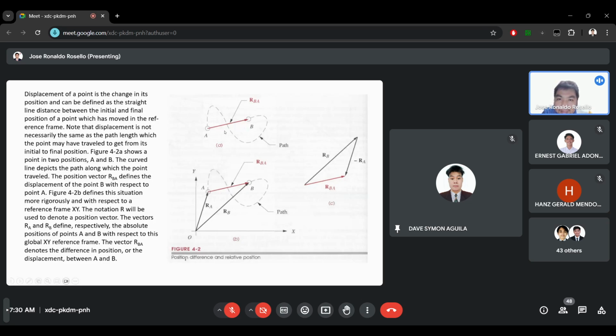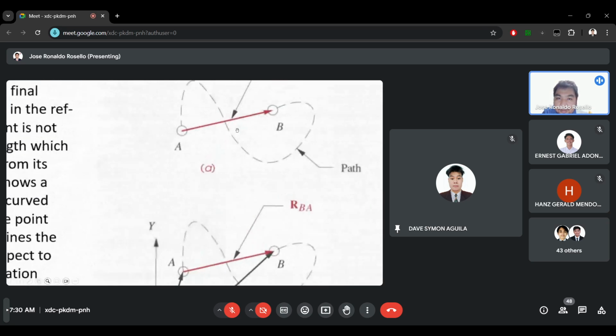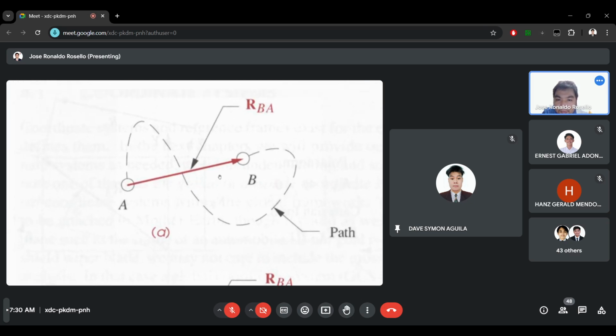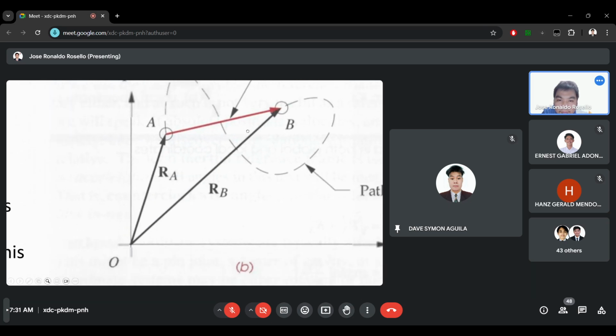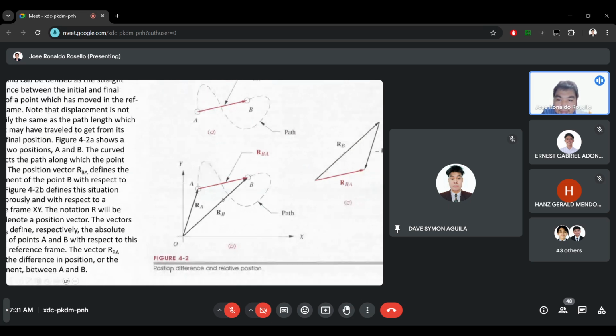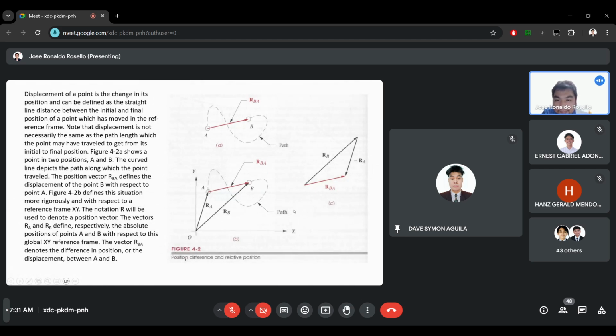Then we have displacement. Displacement is the shortest distance of a point from its origin, regardless of its path. So the path is the distance traveled, but when we say displacement, it's the shortest distance of a point from its origin. So in this case, it originated at A and ended at point B. So its displacement is BA. And if we have to analyze it, we can place a vector here. We can derive components using the coordinate system. So that's the displacement analysis.